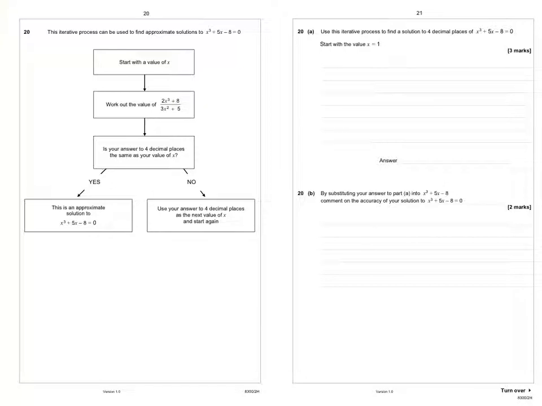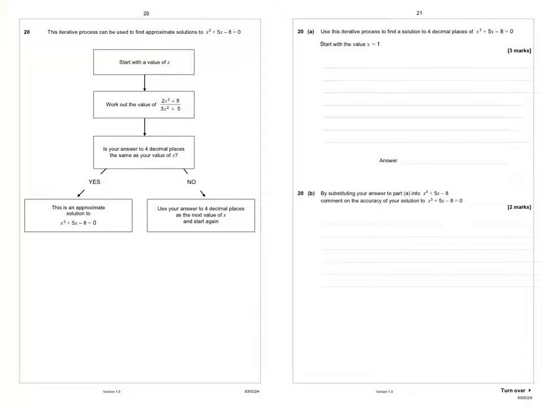Now, let's think for a moment what this means. Approximate solutions to this equation. If I find a solution to this equation, it means that there's an x value that I've found that works for this equation. And we're only going to get approximate solutions using this iterative process. So here it says start with a value of x, work out the value of this expression. Is your answer to 4 decimal places the same as your value of x?